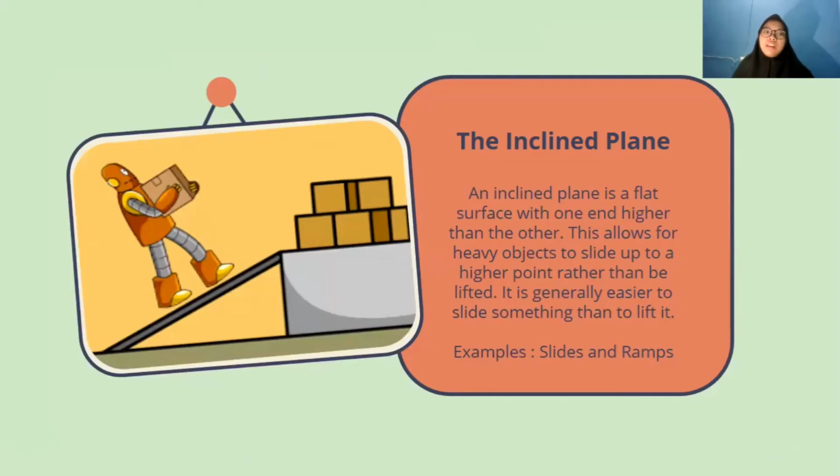So we go next to the other types. The second type is the inclined plane. So what is an inclined plane? An inclined plane is a flat surface with one end higher than the other. This allows a heavy object to slide up to a higher point rather than being lifted. It is generally easier to slide something than to lift it. Examples are the slide and the ramps.